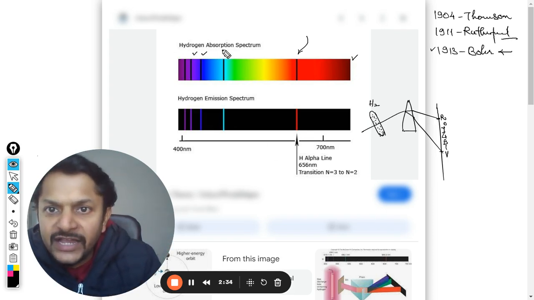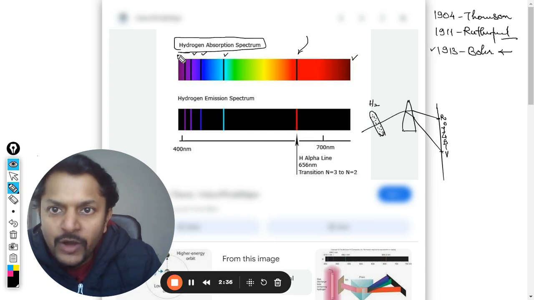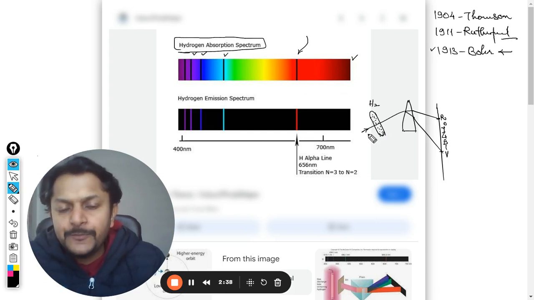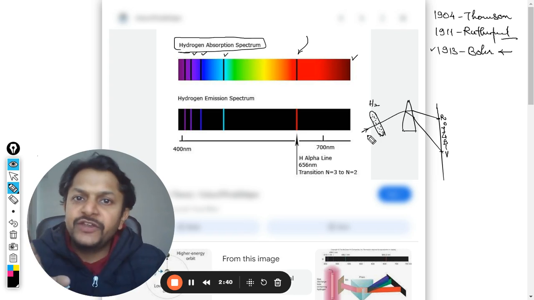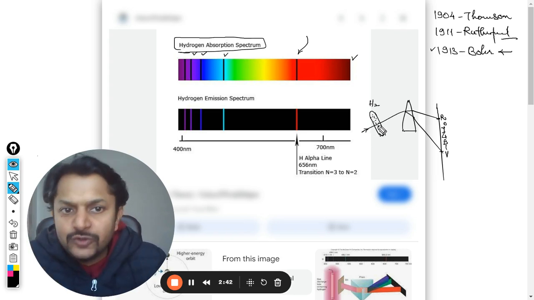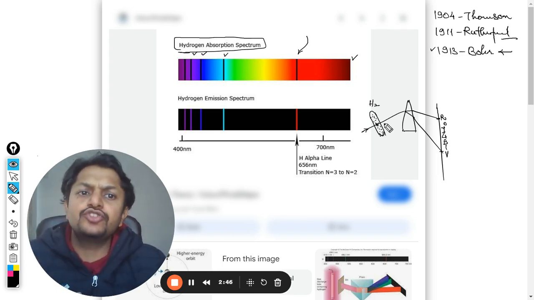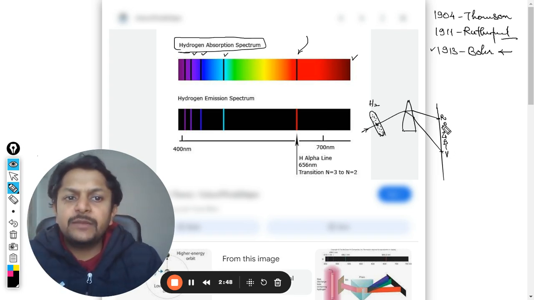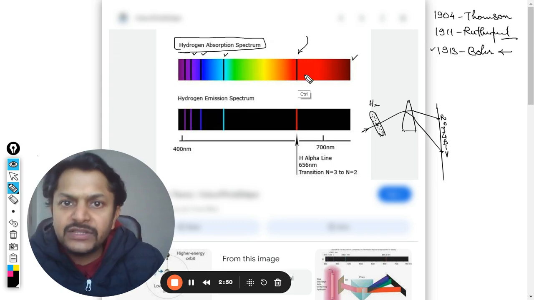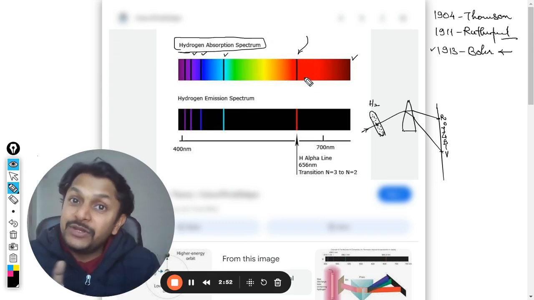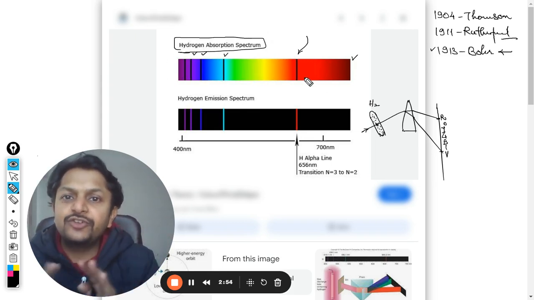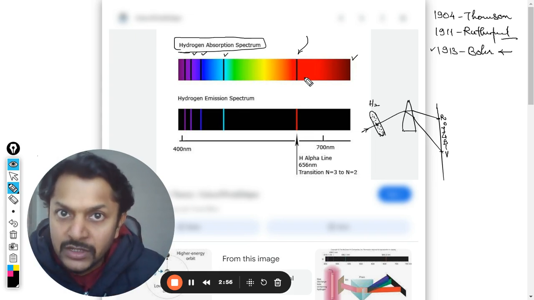This is known as hydrogen absorption spectrum. Why? Because white light, which has all the colors, all the frequencies, all the wavelengths, goes into the hydrogen, and after that some colors have been absorbed by hydrogen, and other colors are shown here in the spectrum, but there are some black lines coming in between. This is known as hydrogen absorption spectrum.